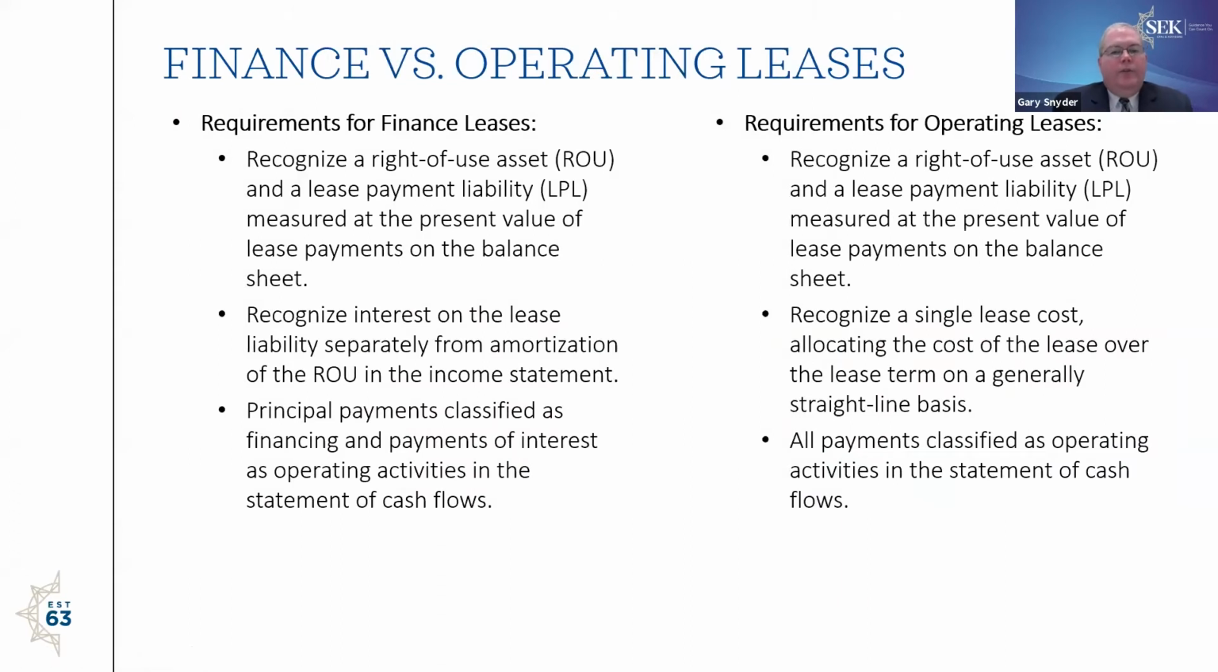And the difference is in how it's recorded. So the finance leases and operating leases, the initial recording of the asset and liability is exactly the same. For finance leases, you're going to have a right of use asset and a lease payment liability measured at the present value of the lease payments, and that's put on the balance sheet. That is the same with the operating leases. The difference becomes in subsequent measurement and subsequent disclosures in the financial statements affects income and cash flows.